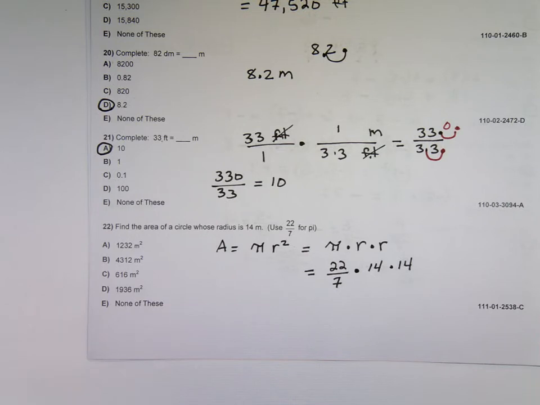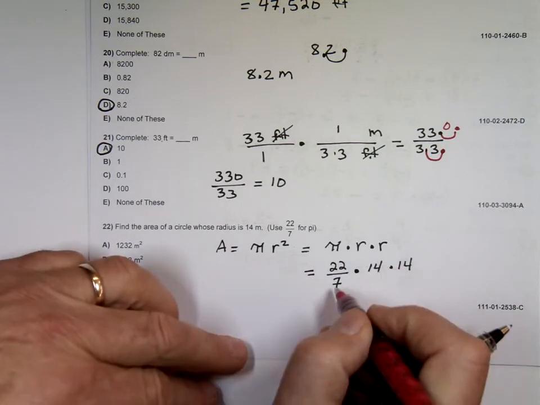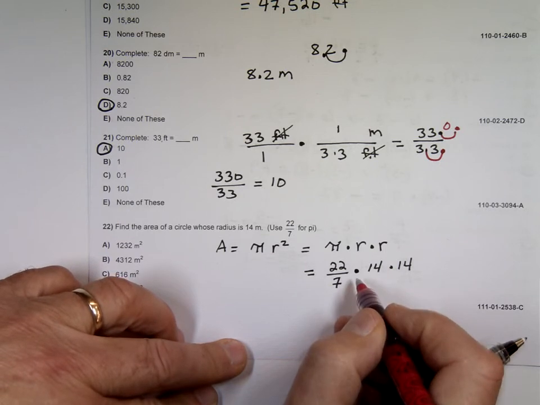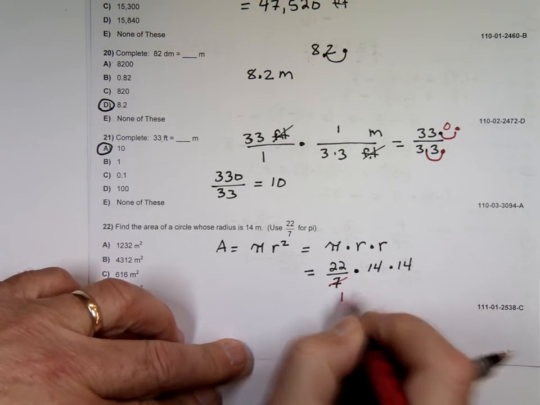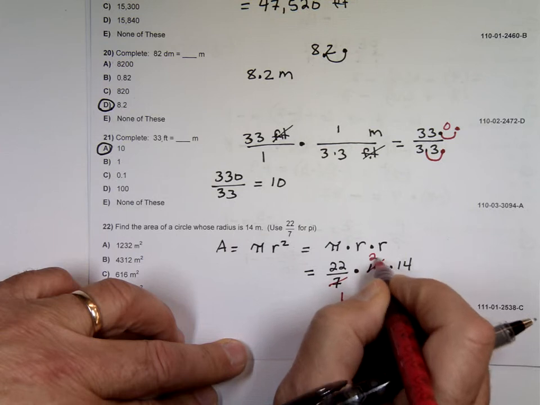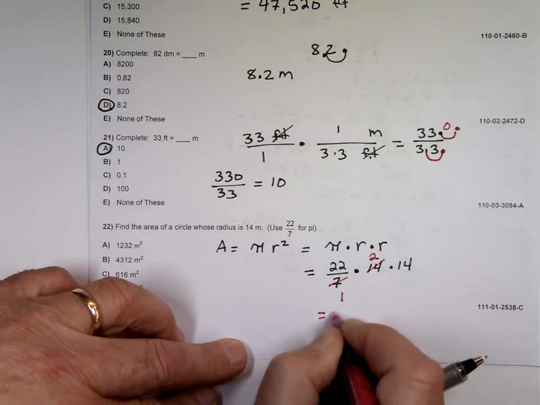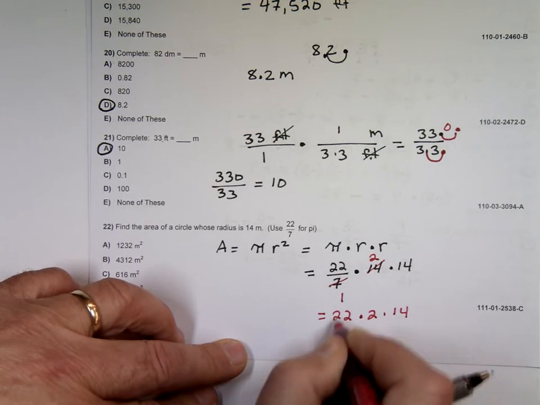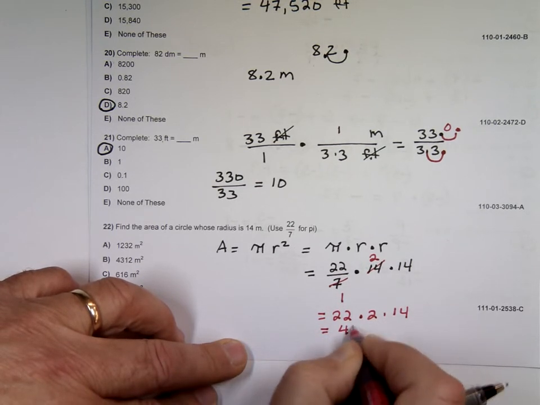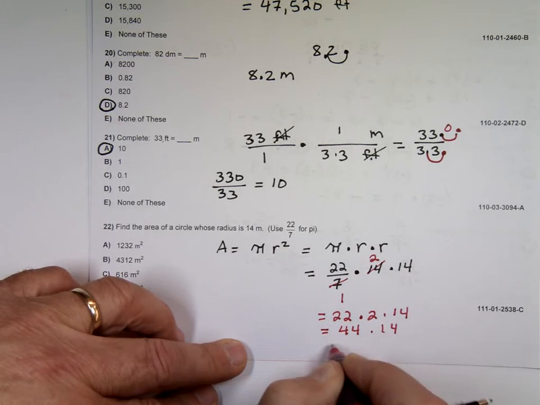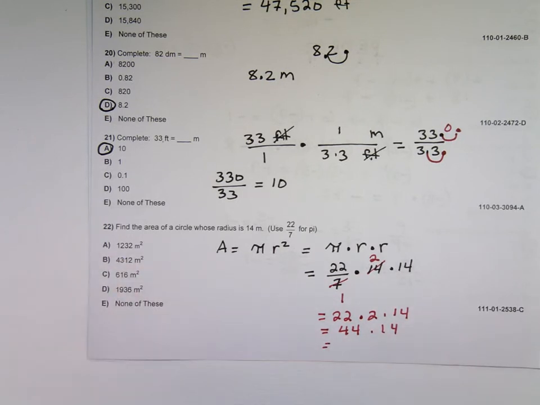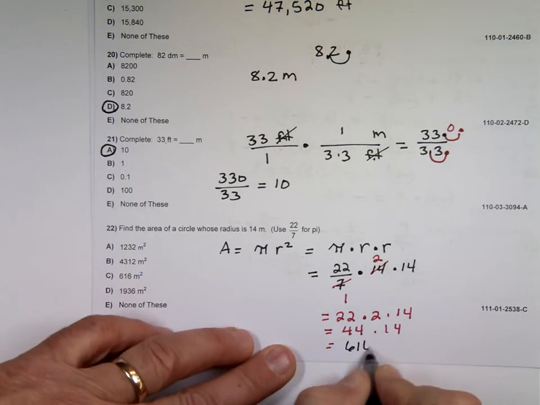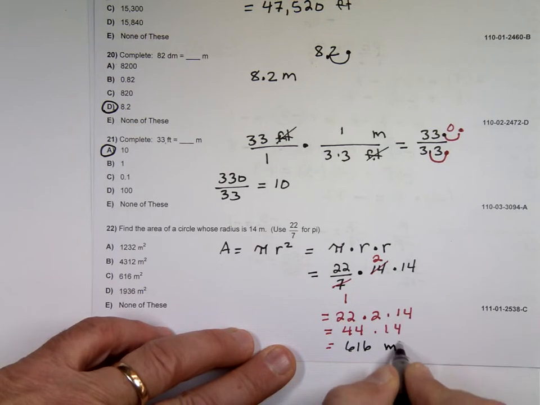That's the reason why they told you to use 22 over 7, because the 14 and the 7 are both divisible by what? By 7. By 7 this is 1. By 7 this is what? 2. So your answer is 22 times 2 times 14. 22 times 2 is what? 44 times the 14, which is 616. And the unit is always meters squared. Do we have 616?